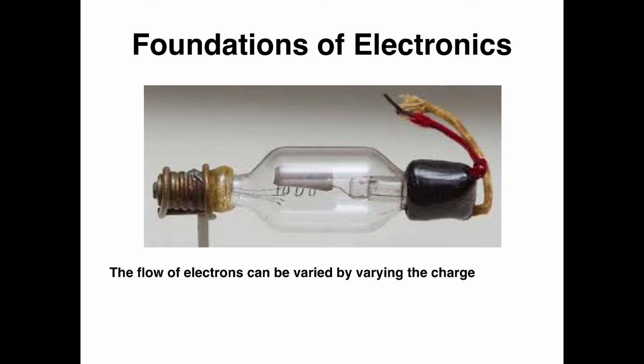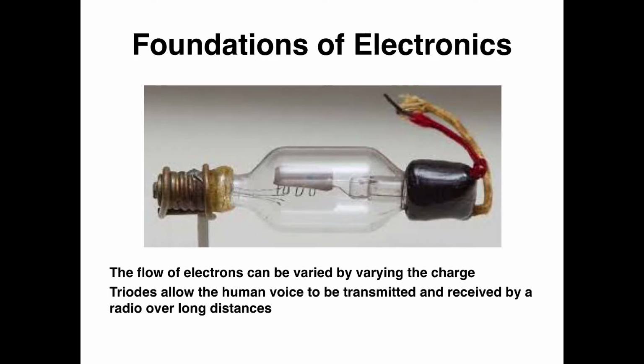The flow of electrons can vary by varying the charge either in the filament that produces the thermionic emission or in the grid that controls or acts as a gate. And the gate does not have to be either shut, closed, or open. It can be in between, slowing or allowing the electrons to pass.